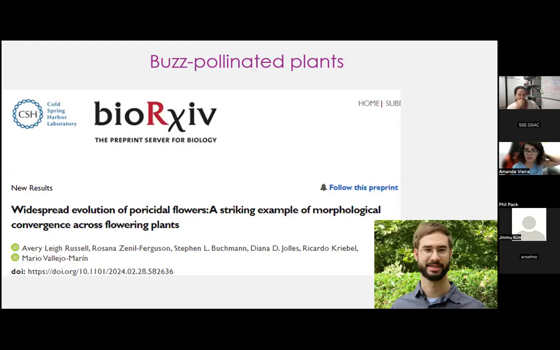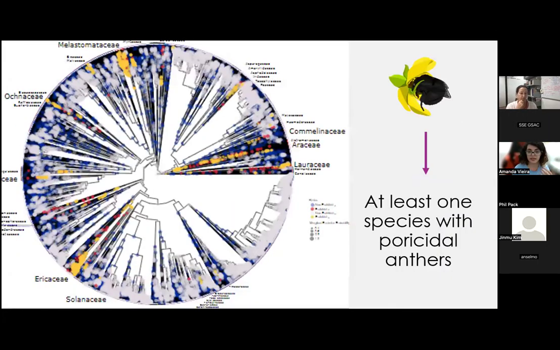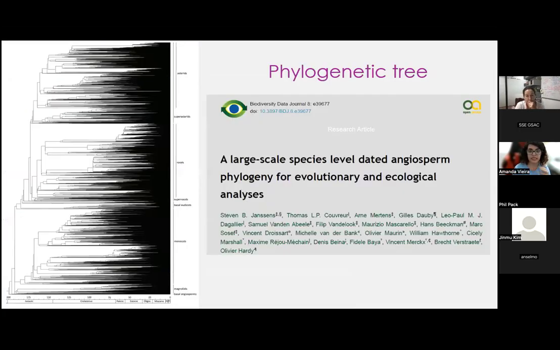And for buzz-pollinated plants, I got this data set from Dr. Avery Russell. And this study is on a preprint server. You can all have access to this buzz-pollination data set. And again, I consider that if at least one species has poricidal anthers, the whole genus could have poricidal anthers. And I use this phylogenetic tree by Steven Jensen to plot this data.